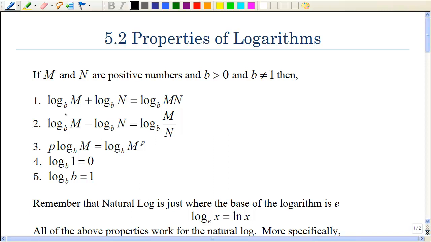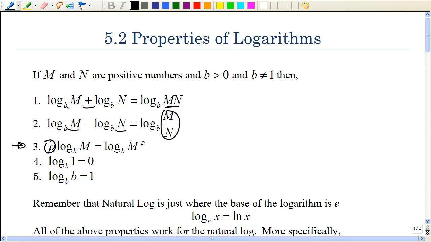The first one says that if you have two logs added, you can multiply them together. The second one says if you subtract two logs, you can divide, very much like exponents. This third one, very useful, is that it allows you to move a coefficient as an exponent or vice versa.